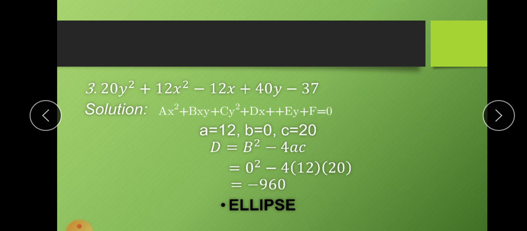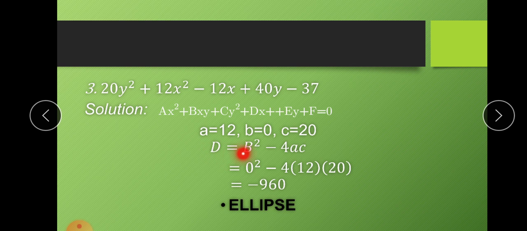Example number 3. 20y squared plus 12x squared minus 12x plus 40y minus 37 equals 0. The solution is, first, we must find the values of a, b, and c. By using the second-degree equation, ax squared plus bxy plus cy squared plus dx plus ey plus f equals 0, the value of a is equal to 12, b is equal to 0, and c is equal to 20. So we can solve the discriminant.